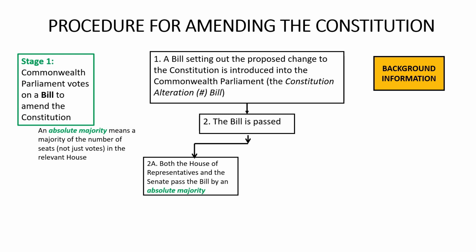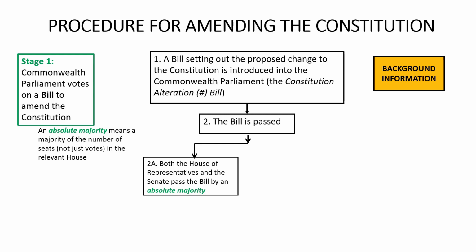If there are only 70 members of the House of Representatives present and 36 of those members vote in favour of the bill, then that bill will be passed by the House of Representatives even though 36 votes is not more than 50% of 151. Indeed, 36 votes is under 25% of 151.